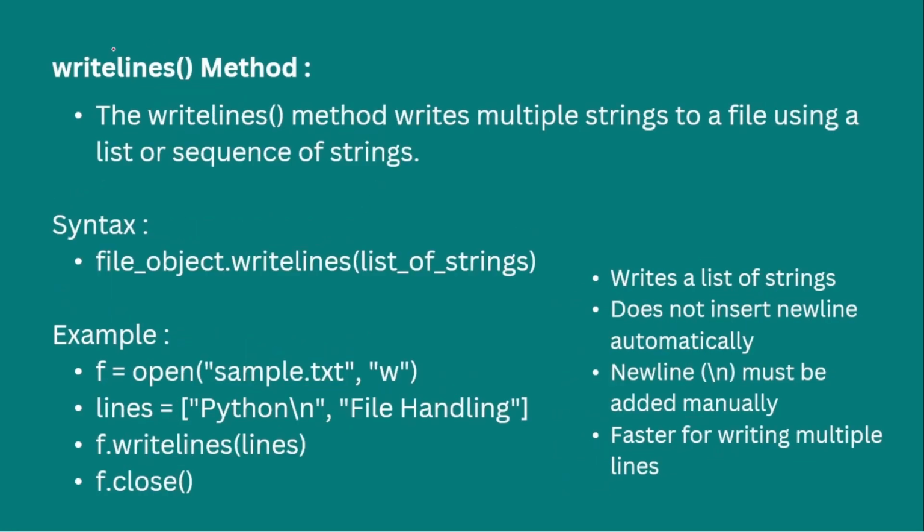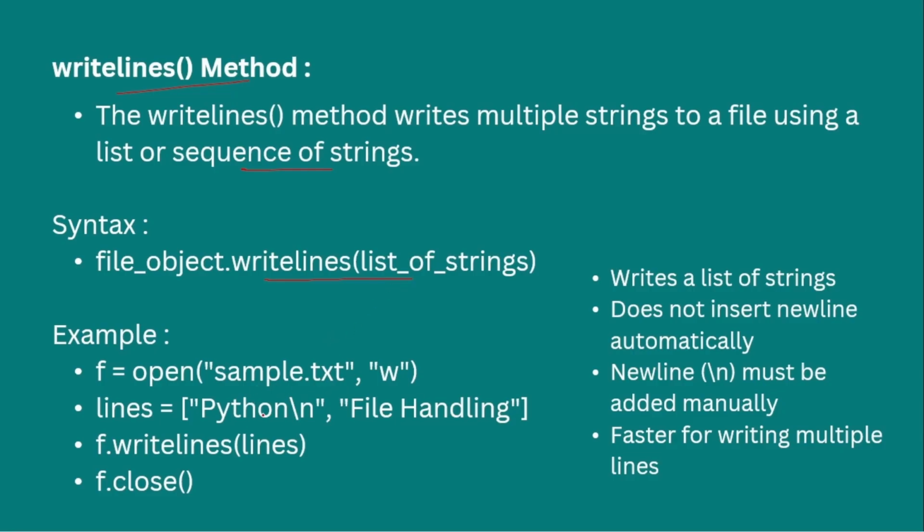Next is writelines method. Writelines method writes multiple strings to a file using a list or sequence of strings. Okay, it will write multiple strings using a list or sequence of strings. So we have this file object dot writelines list of strings.